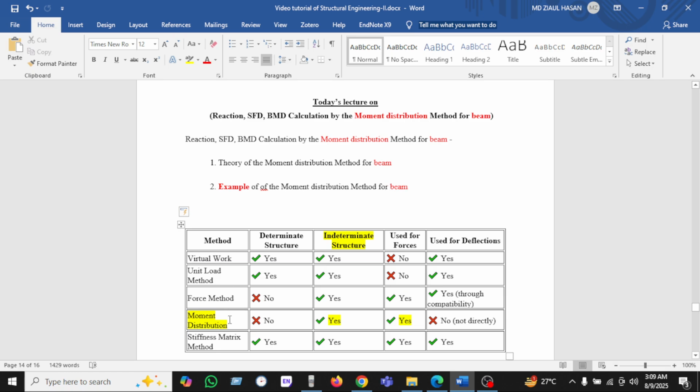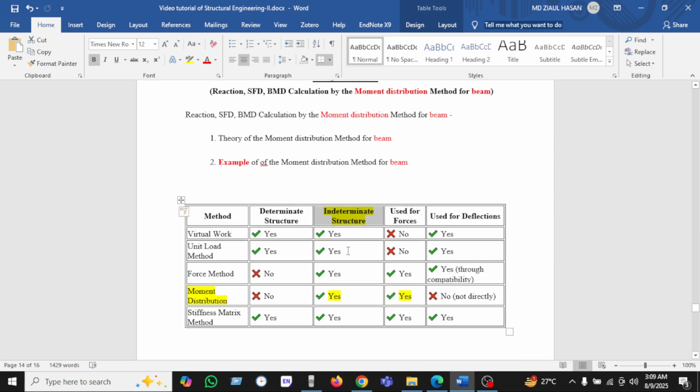So why do we need the moment distribution method? We know that when the structure is indeterminate, then we have to go to the moment distribution method, the force method, or the stiffness method. With it we can find the shear force diagram and the bending moment diagram, or the shear force or moment. Okay, so let's start.